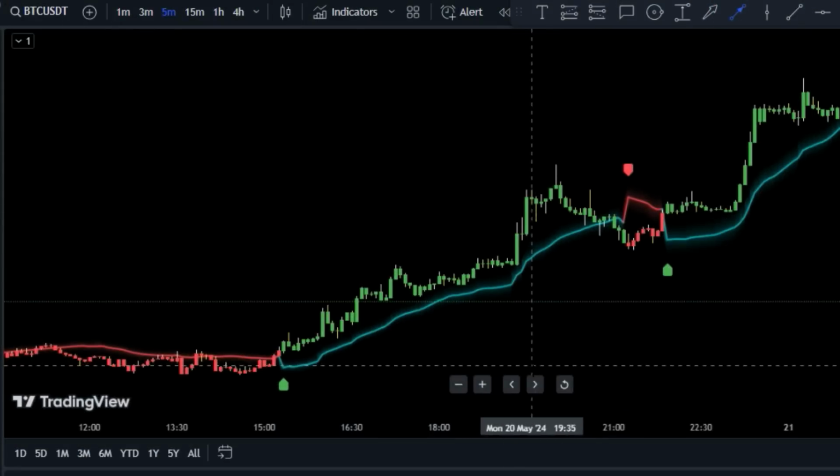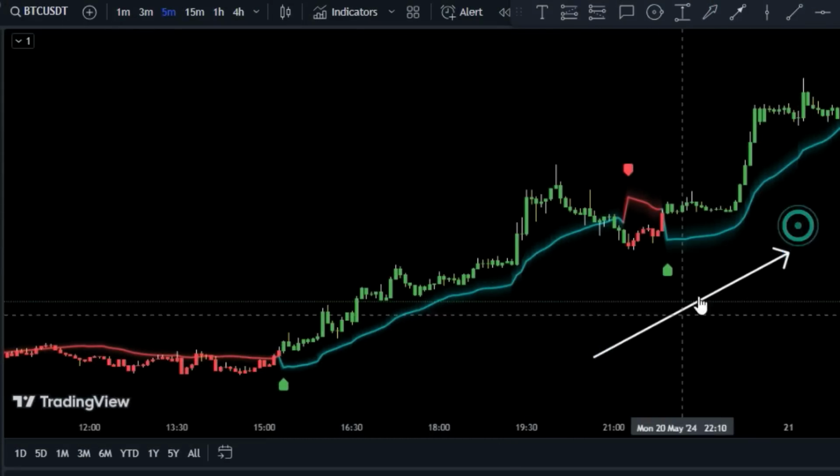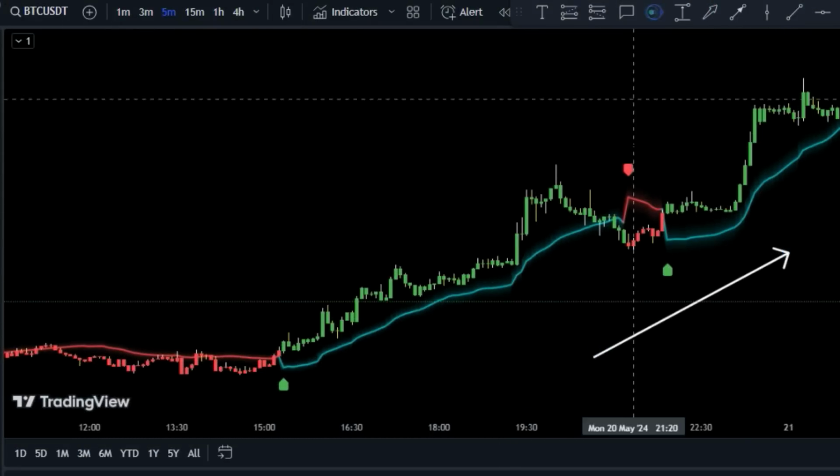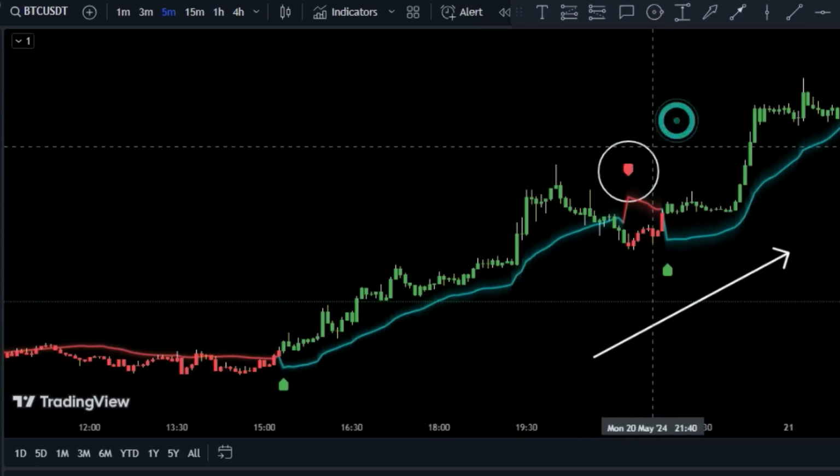But sometimes the signals might go against the trend. That's why we need a backup indicator to double check and make sure we're making the right moves.